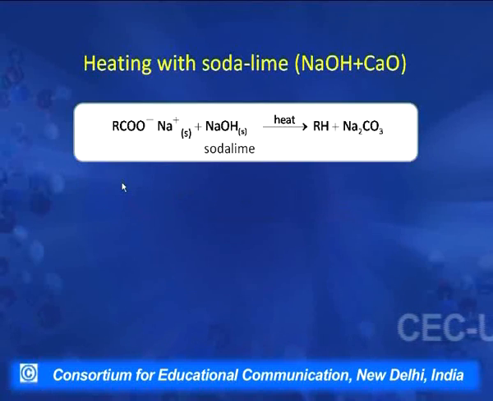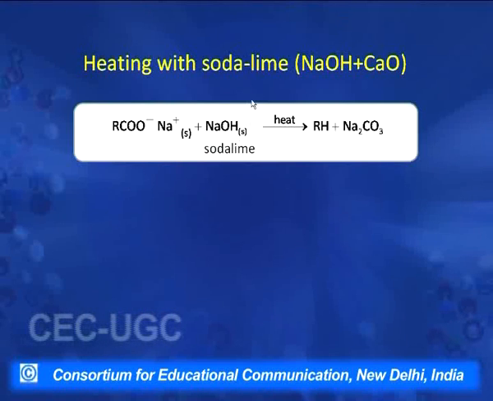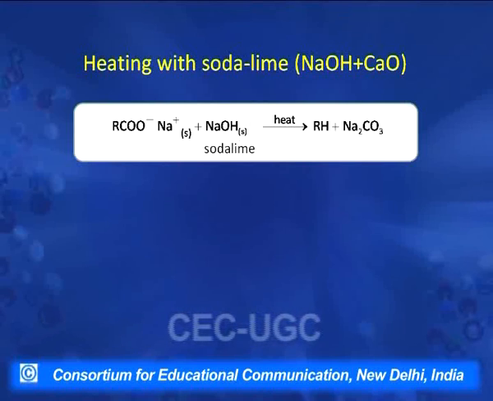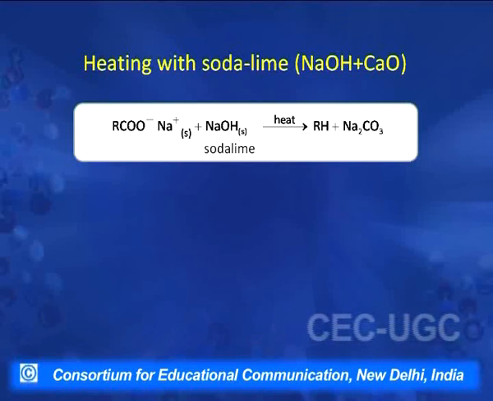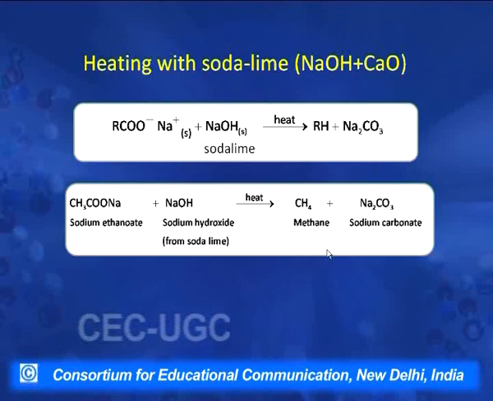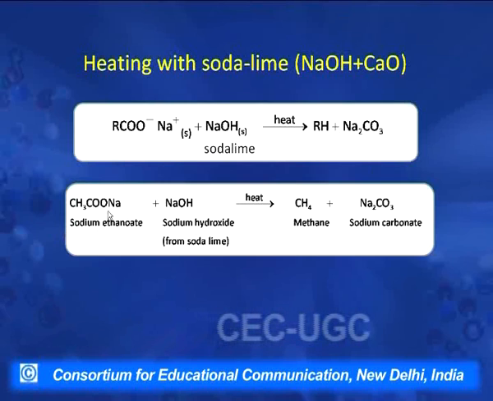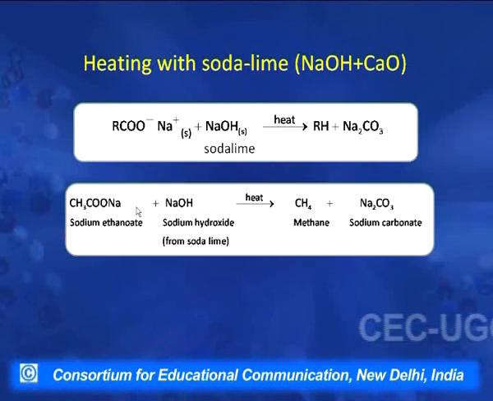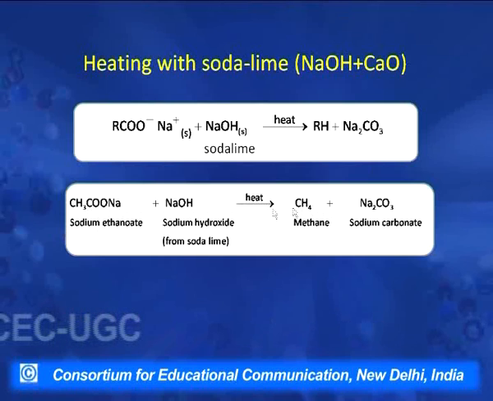This decarboxylation can be carried out generally by heating the carboxylic acid with soda lime. Soda lime is a mixture of sodium hydroxide and calcium oxide. When these acids are strongly heated, we get the alkane and sodium carbonate is formed. Sodium ethanoate, when it is heated with soda lime, loses CO2 and the product will be methane.